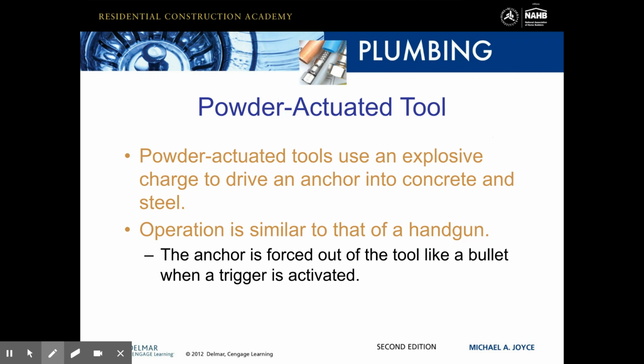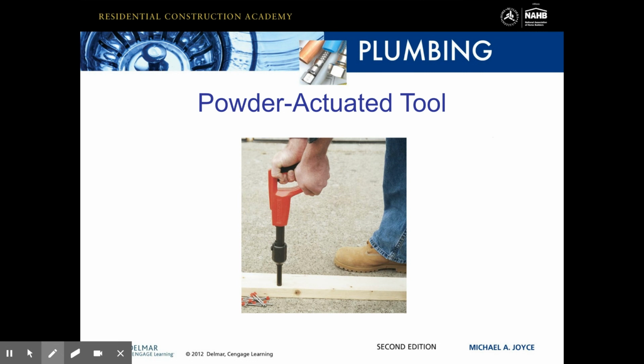Powder actuated tools use an explosive charge to drive an anchor into concrete and into steel. Operation is similar to that of a handgun. The anchor is forced out of the tool like a bullet when the trigger is activated. And here's an example of what one looks like. We won't be using these, but it's nice to be familiar with them.